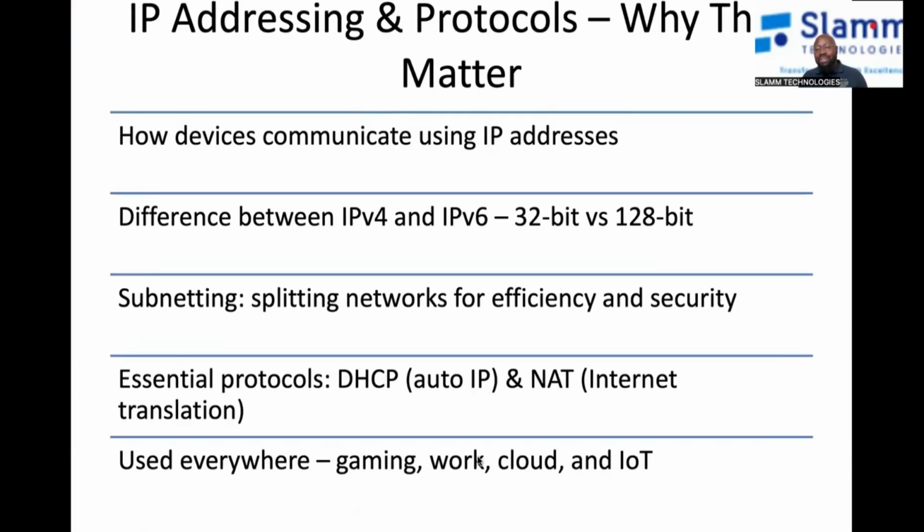So let's begin with IP addressing. Think of an IP address like a home address for your devices on a network. Every device, whether it's a smartphone or printer or your TV or server, needs a unique IP address to send and receive data. There are two categories of IP addressing: IPv4 and IPv6. IPv4 goes up to 32 bits, and IPv6 goes up to 128 bits, allowing for a virtually unlimited number of unique addresses to be connected.